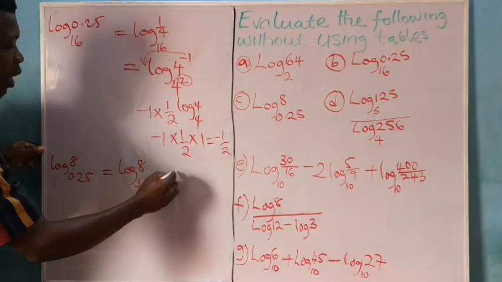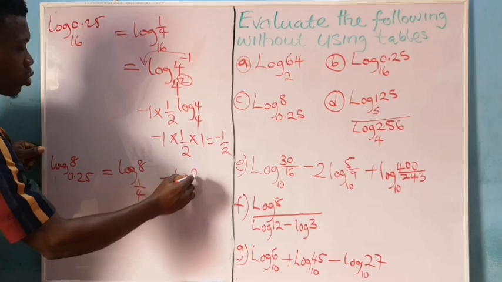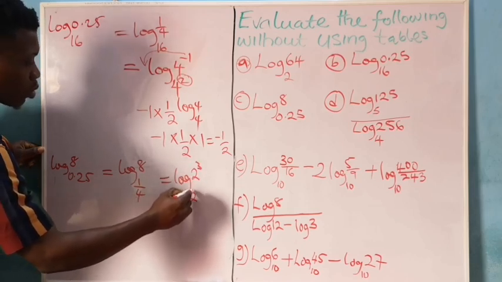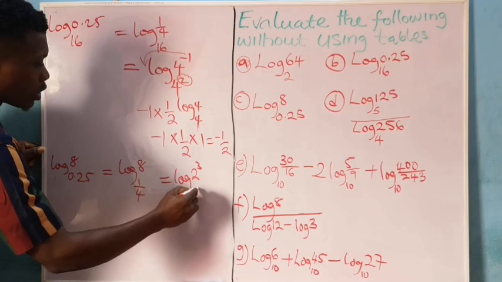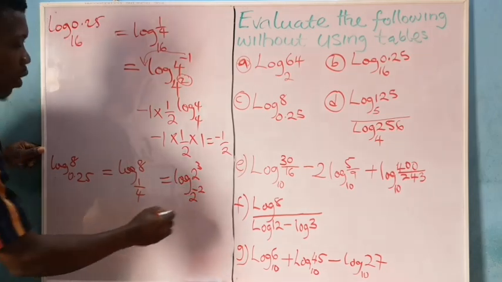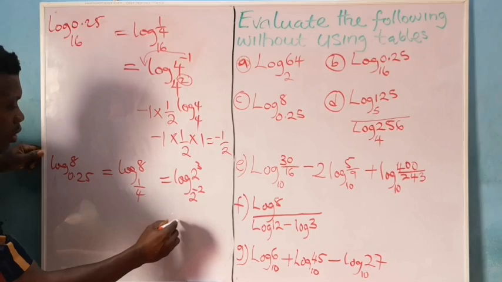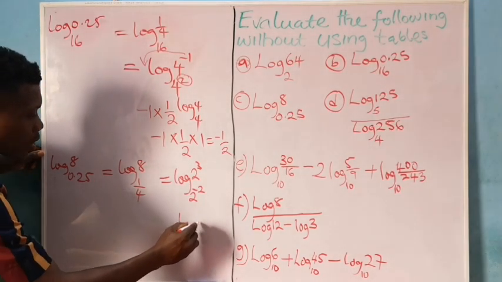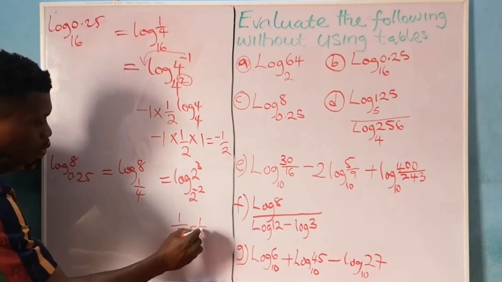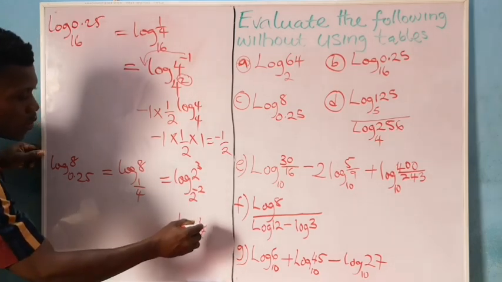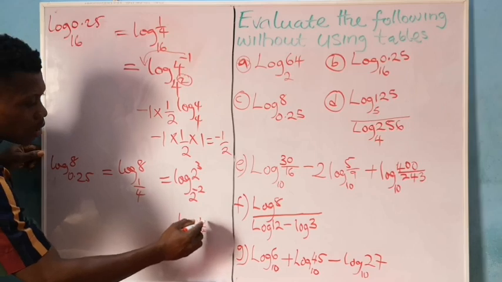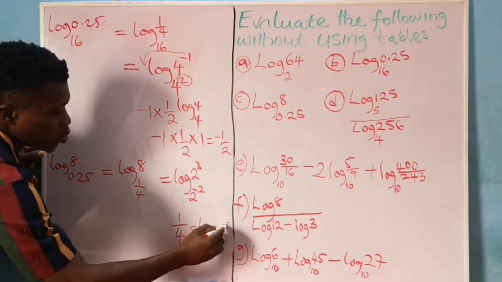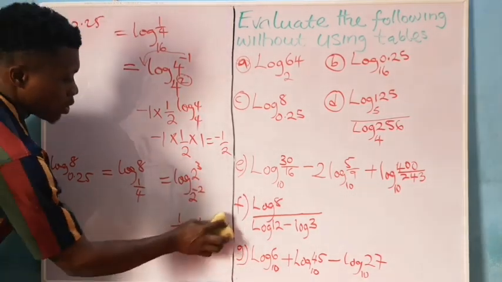So that we now have log 2 to the power 3 to base 2 to the power negative 2. Now how I got this is, you know that if I have 1 all over 4, this is the same as saying 1 all over 2 to the power 2. Now, remember the law of indices, this can now turn to be 2 to the power minus 2. So that is how I got that.